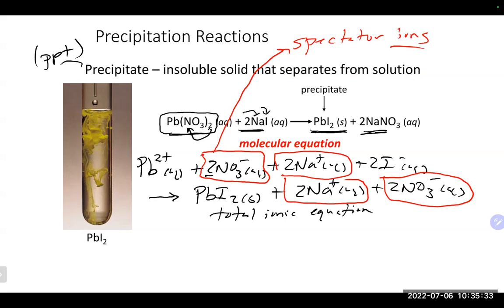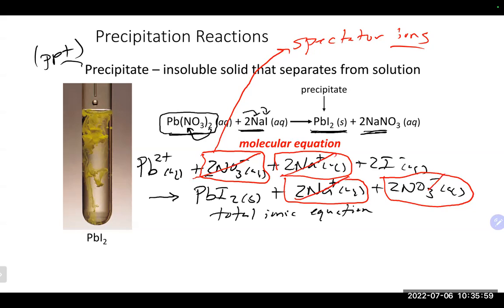Spectator, if you are a spectator, you are pretty much just watching, right? And that is what these guys are doing. They're not involved in what is actually being made in this reaction. They're just there, frankly, to balance out charges, swimming freely around in the solution. What we do with the spectator ions in this type of reaction is cross them out and get rid of them.